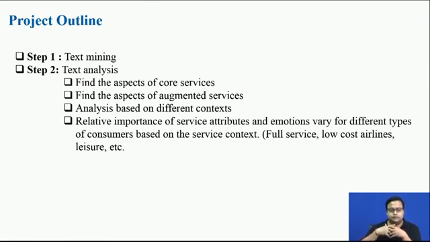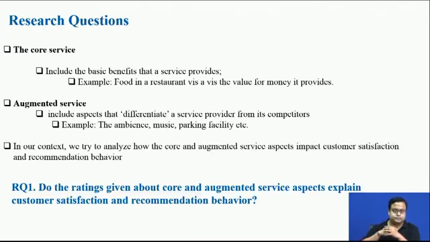So, our project outline looks like this. First we have done text mining, then text analysis, like finding the aspects of core services and augmented service aspects, and then analysis of how the context and relative importance of service attributes and emotions vary for different types of customers based on the service context. This is something that we try to focus on. What are the research questions?